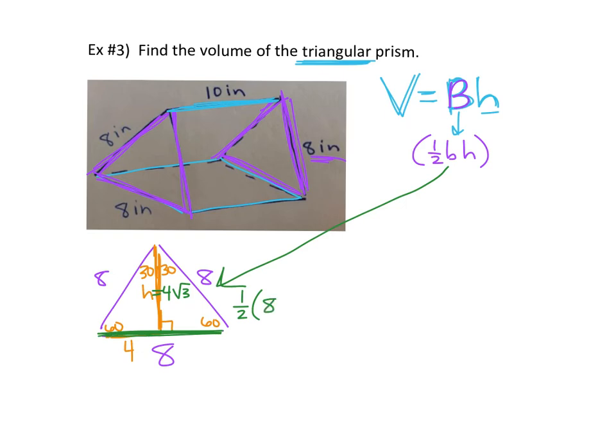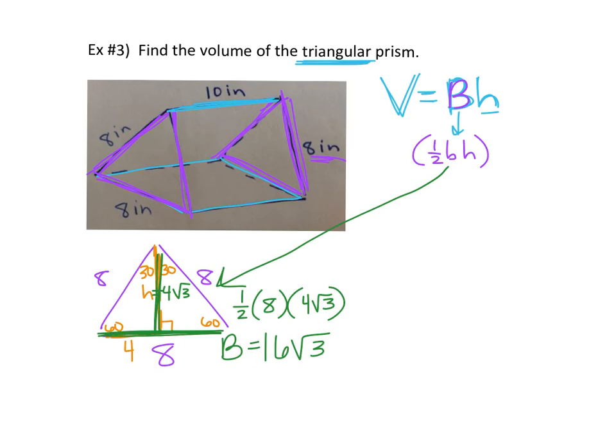Okay, so if I'm doing B, I'm looking at this triangle, saying 1/2 times the base, which is 8, times the height, which is 4 rad 3. Kind of a lot there, huh? To get one little letter, to get a B. So if we simplify this, we're gonna leave this in simplest radical form. So 1/2 times 8 times 4 rad 3 gets you 16 rad 3. Okay, that's our capital B.